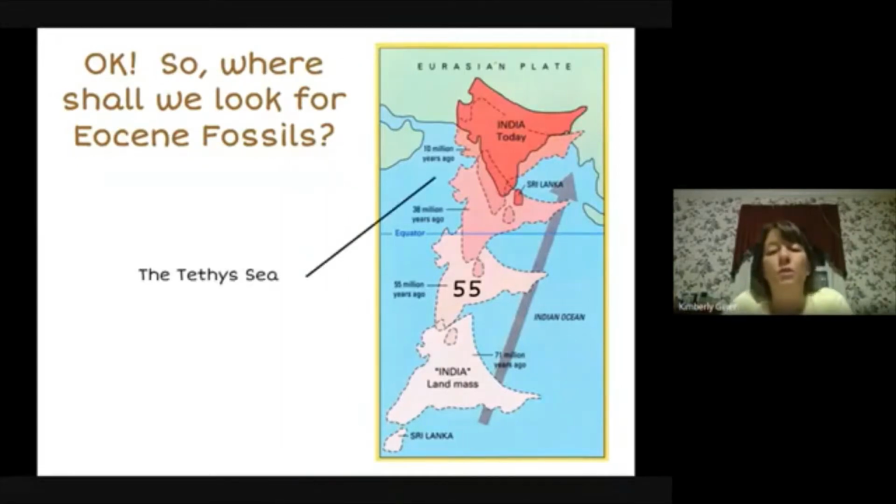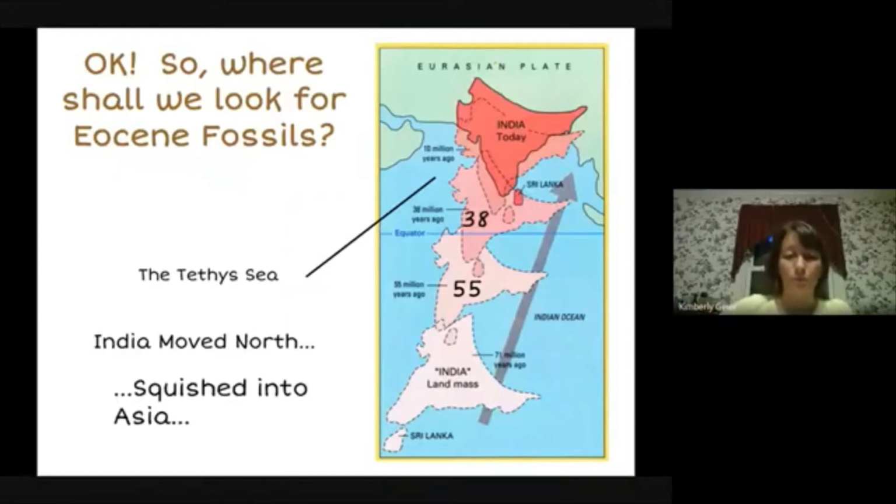And between India and the Eurasian plate, there was water. Scientists have named it the Tethys Sea. And India moved north, so you can see 55 million years ago, then 38 million years ago, and it gradually hit Asia. That's what has formed the Himalayas today, the crunching of the India plate into the Eurasian plate.